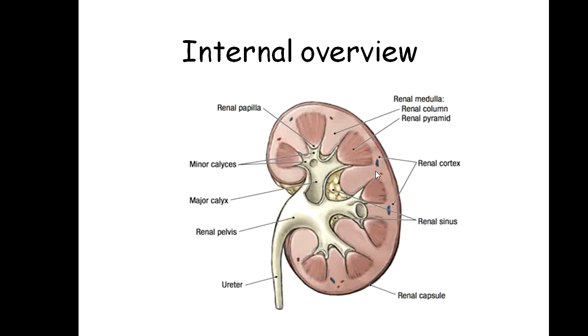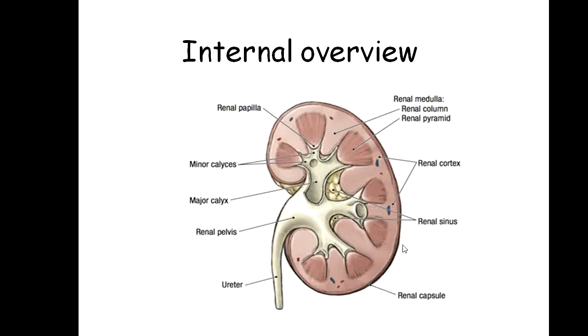Now you should learn about the names of these structures. This structure represents the renal pyramid. This is the base, and this is the tip. This is the tip of the renal pyramid, and this is the base of the renal pyramid. This is pyramidal in shape, that's why it is called the renal pyramid. And the space in between the renal pyramids is called the renal column.